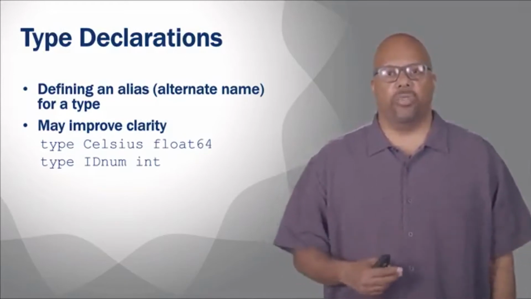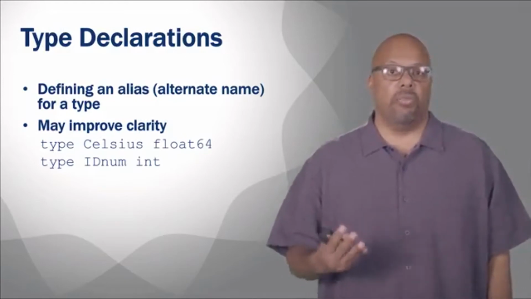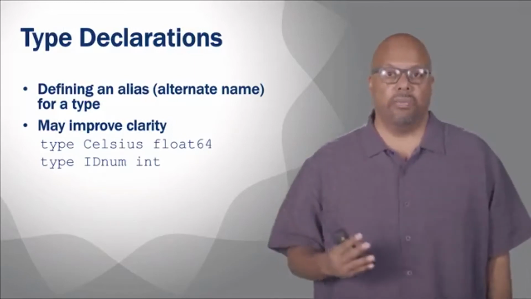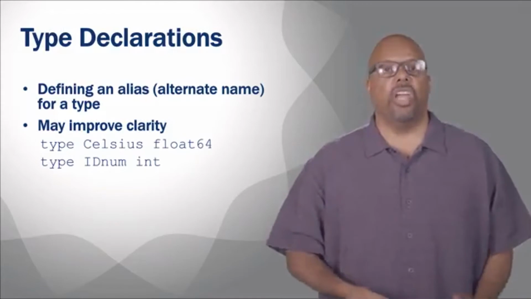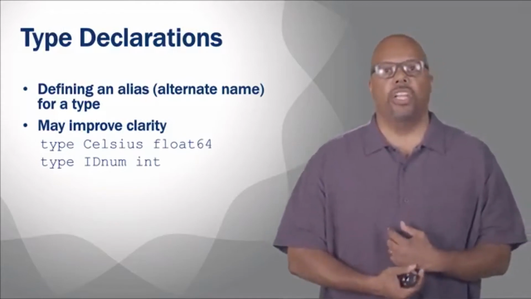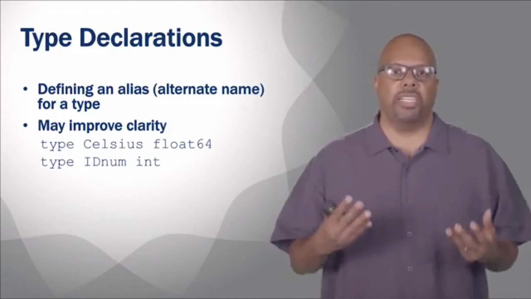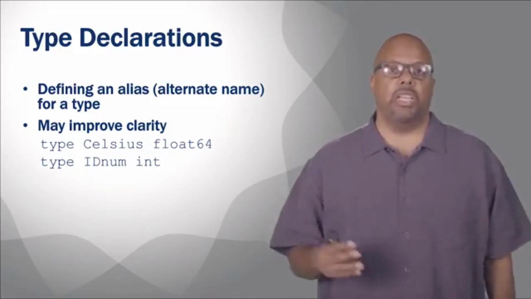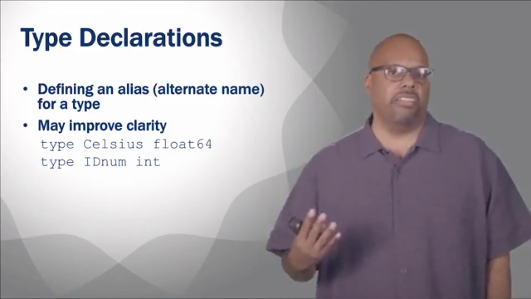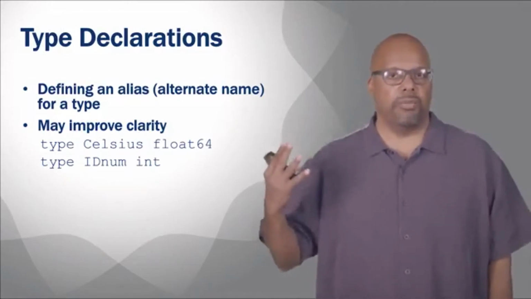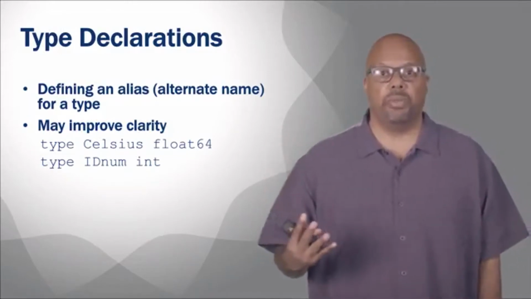Also, like the next one, type ID num int. Maybe I'm making some code that implements a database of users, and every user has an ID number. So I know this concept ID number. I know it's an integer, but I want to name it. I want to give it that name ID num so that every variable I declare as an ID num, I know something about it just based on the name of the type.